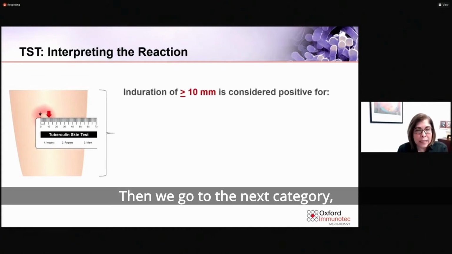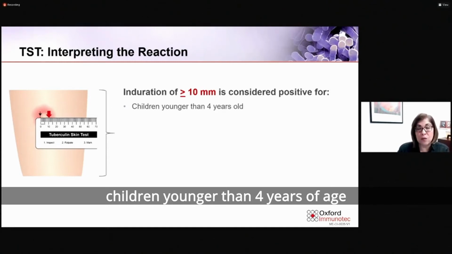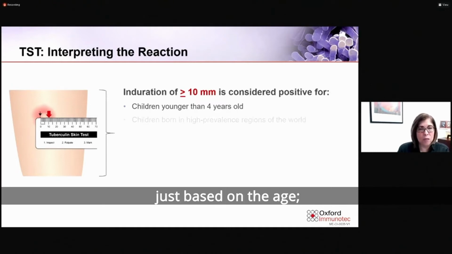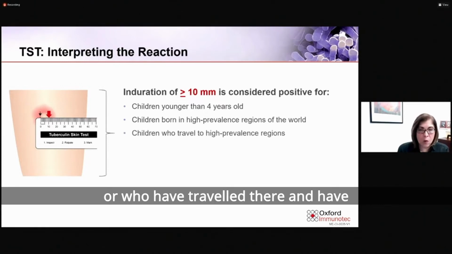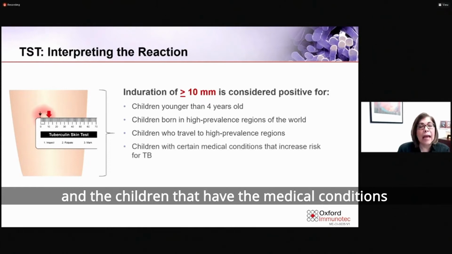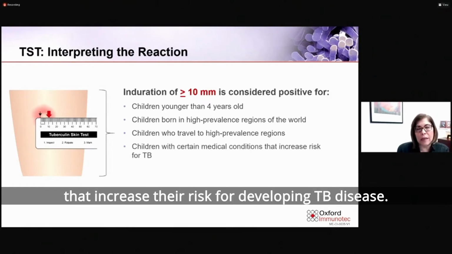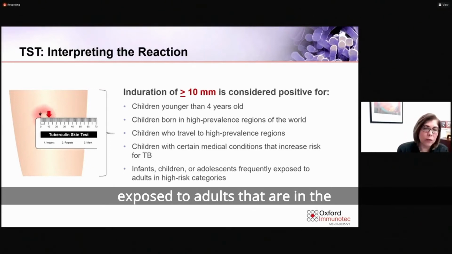Then we go to the next category, which is 10 millimeters. So 10 or more is considered positive in children younger than 4 years of age, regardless of the risk factors, just based on the age. Children that are born in high prevalence regions of the world or who have traveled there and have had contacts with resident populations, and the children that have the medical conditions that increase their risk for developing TB disease. Also, we include in this category the children and infants that are frequently exposed to adults that are in the high-risk categories.